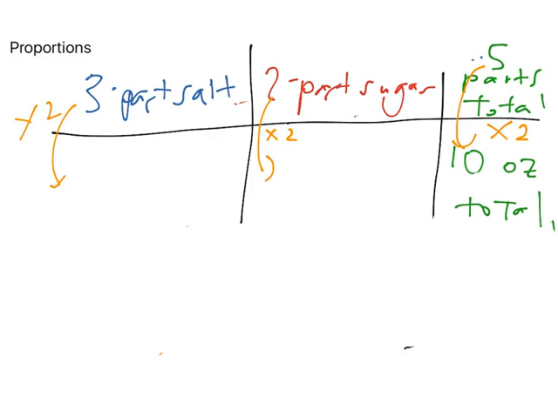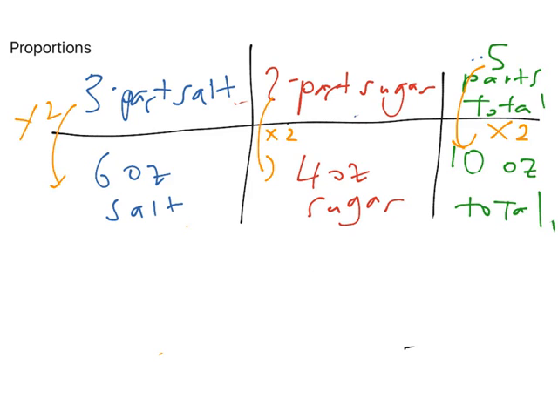When we do that, we get 4 ounces of sugar and 6 ounces of salt. So the question asks, how much salt do we need? Well, we need 6 ounces. This is called a ratio table, made a table.